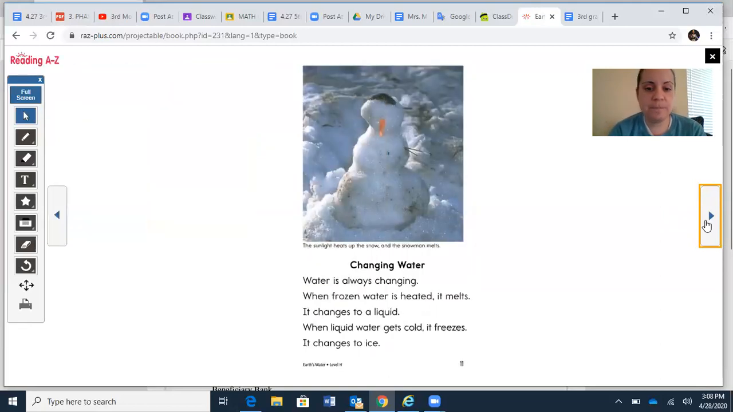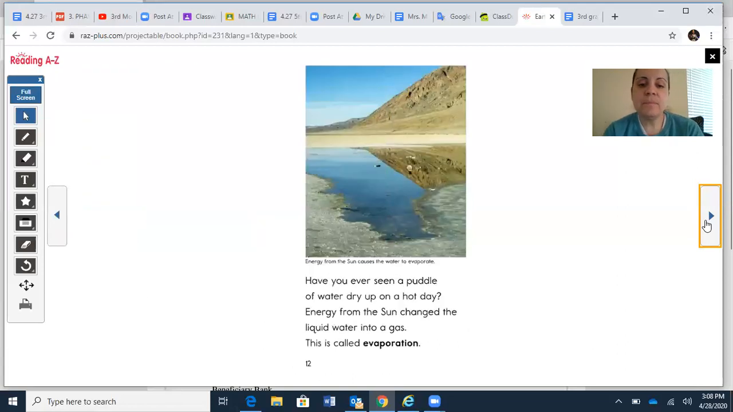Changing water. Water is always changing. When frozen water is heated, it melts. It changes to a liquid. When liquid water gets cold, it freezes. It changes to ice. Have you ever seen a puddle of water dry up on a hot day? Energy from the sun changes the liquid water into a gas. This is called evaporation.